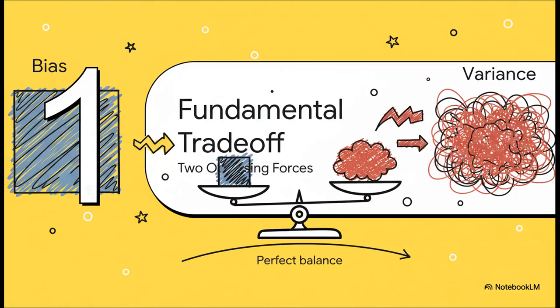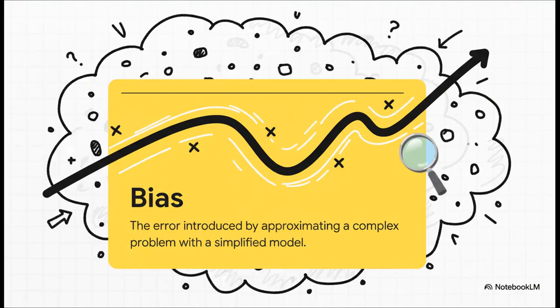At the very heart of this problem are two different kinds of error: bias and variance. I want you to think of them like two ends of a seesaw. On one end, you have models that are just too simple, and on the other, you have models that are way too complicated. And the real secret to a great model is finding that perfect, delicate balance right in the middle.